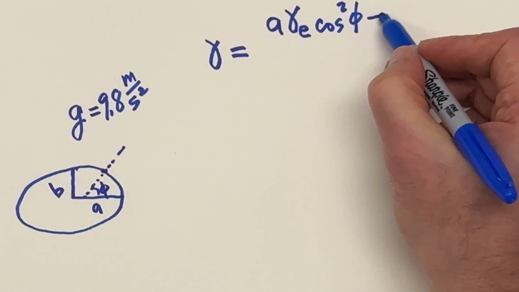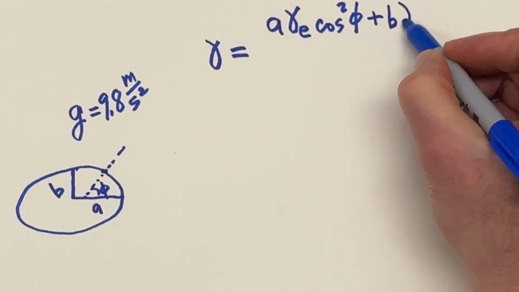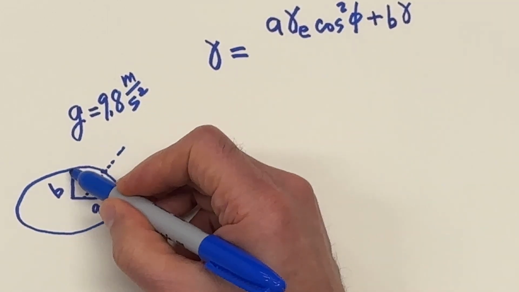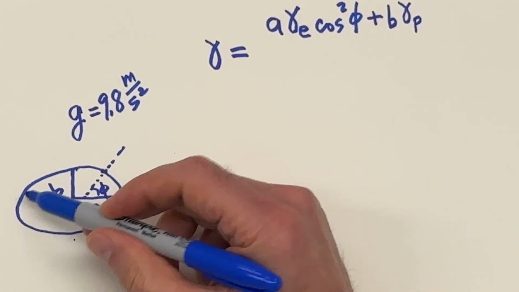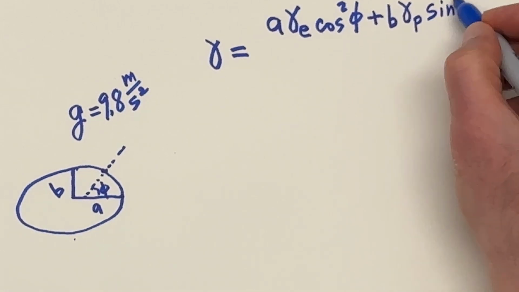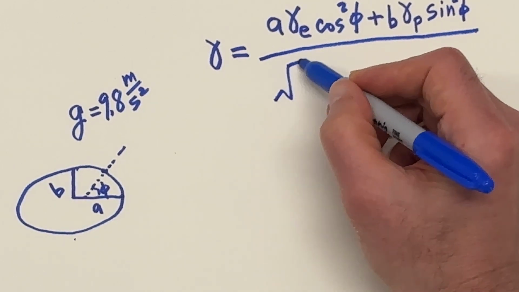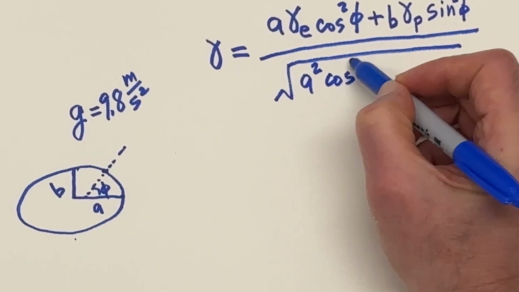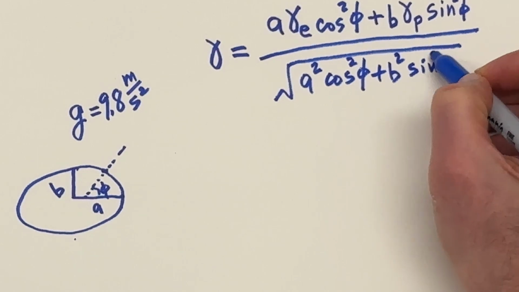And here we would add to this B, the semi-minor axis, times the gravity at the pole, just like this is the equator. Equator goes all the way around, of course. And that's sine squared phi. And then we divide all this by the square root of a squared cosine squared phi plus b squared sine squared phi.